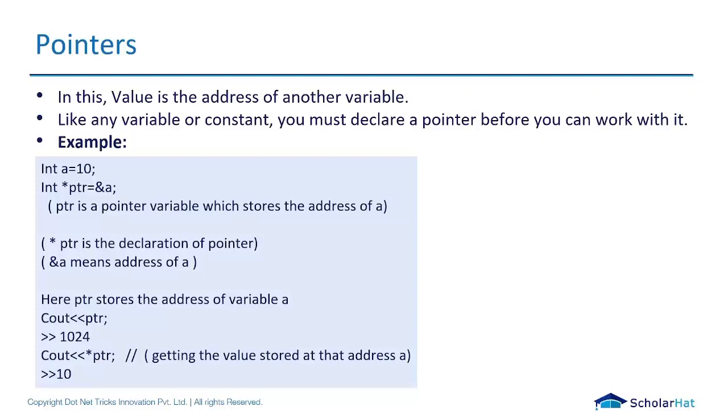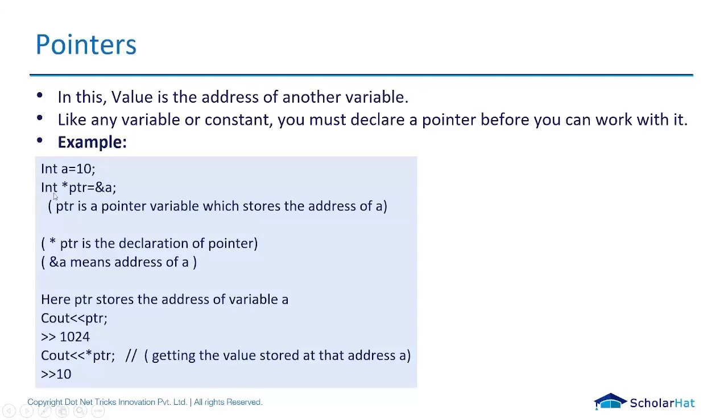As I already told, a pointer variable stores the address of a normal variable. So here ptr is a pointer variable which stores the address of a. How do we write that? Here we write int star ptr equals ampersand of a. Ampersand of a means address of a. It means ptr is going to store the address of a.